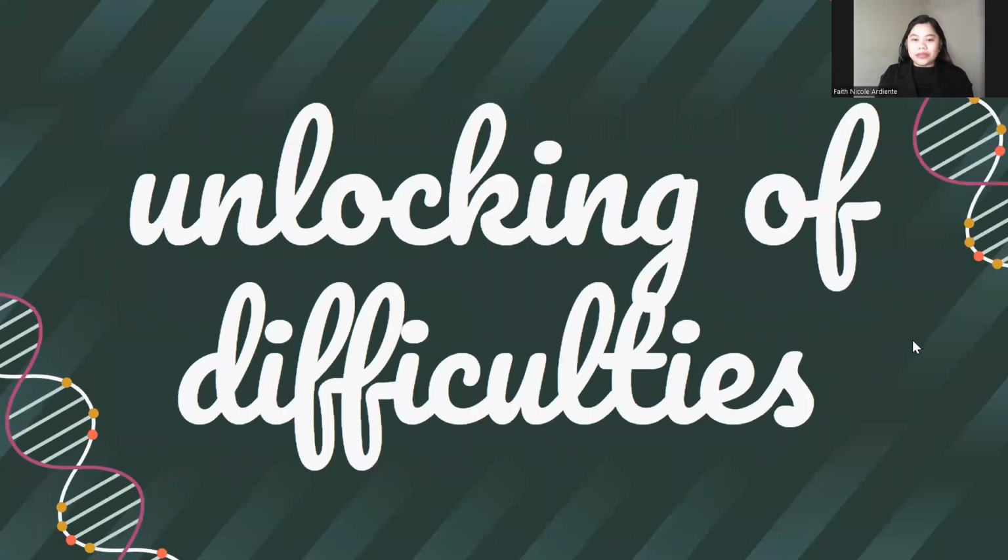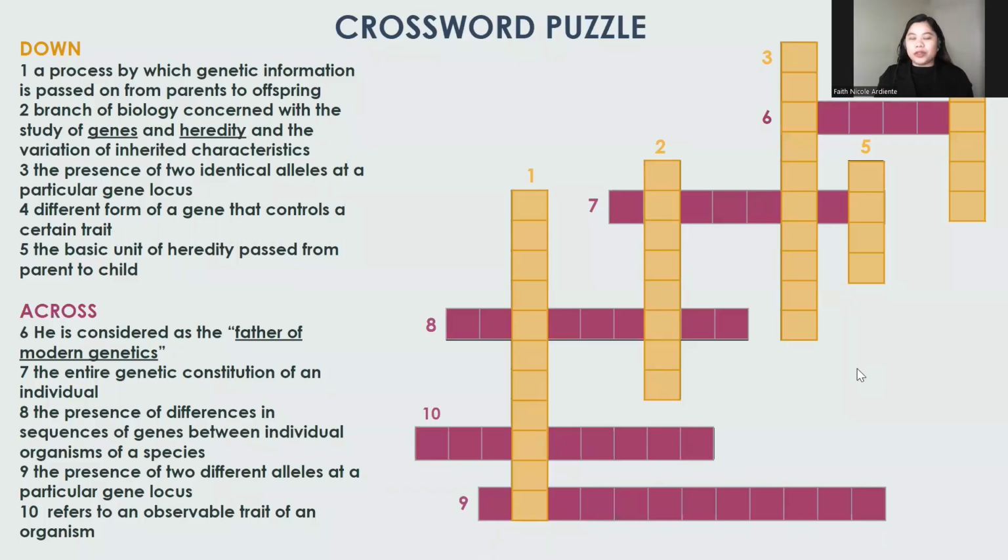Let's have unlocking of difficulties. In this part, we will be defining some terms that we are going to encounter and use all throughout the discussion. This will be in the form of a crossword puzzle. We have 10 words all in all, 5 down and 5 across. We will be answering this through recitation. If you have the answer, kindly raise your right hand to be recognized. And those students who got the correct answer will be given additional points for participation today.